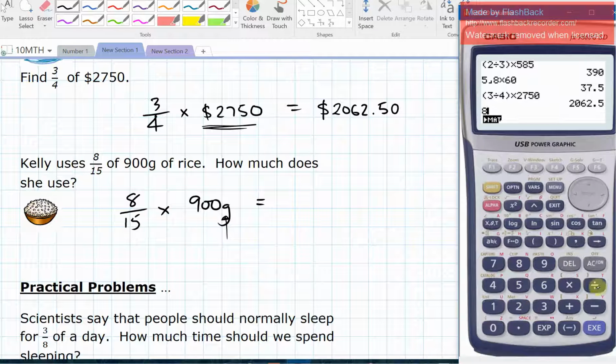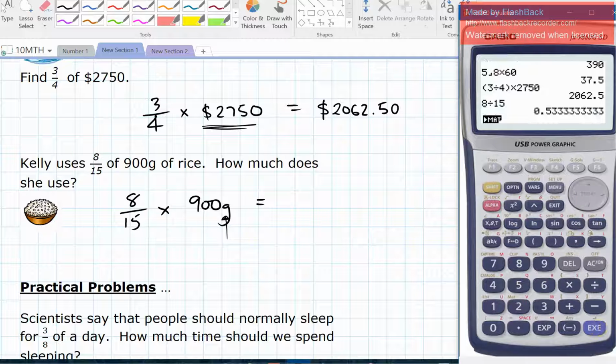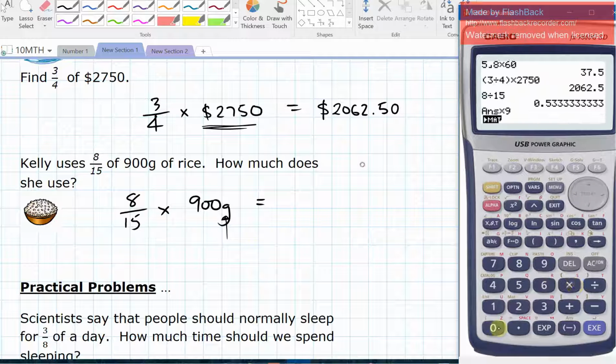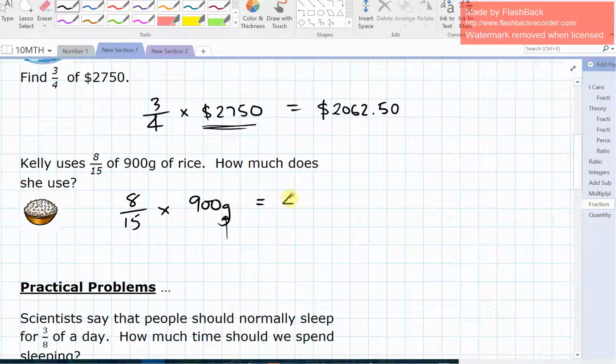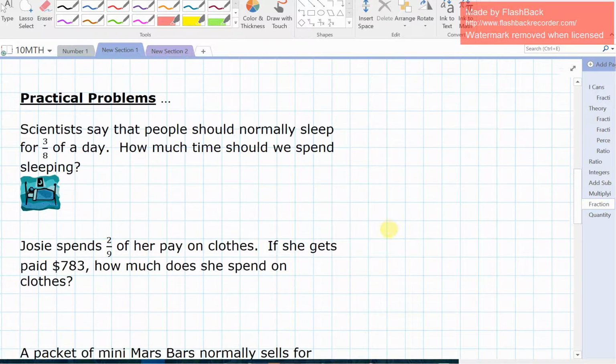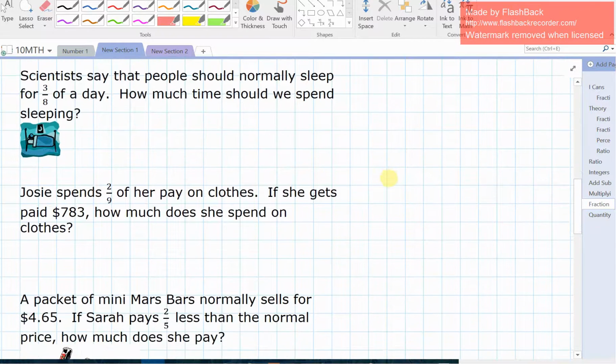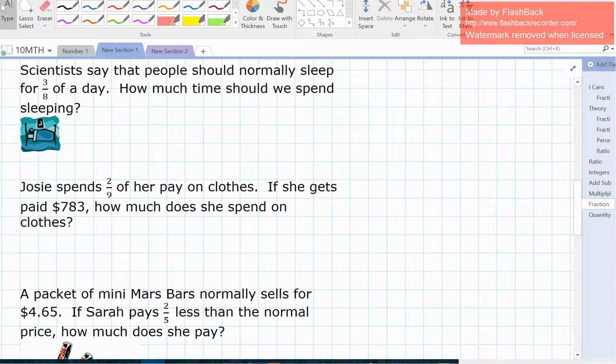Okay, so 8 divided by 15, enter, and then times 900. So 480 grams is what she uses. So it's good to put a little statement at the end just to show the marker that you know what the answer means. Here's a couple more practical problems. You could pause the video now and have a go at these.